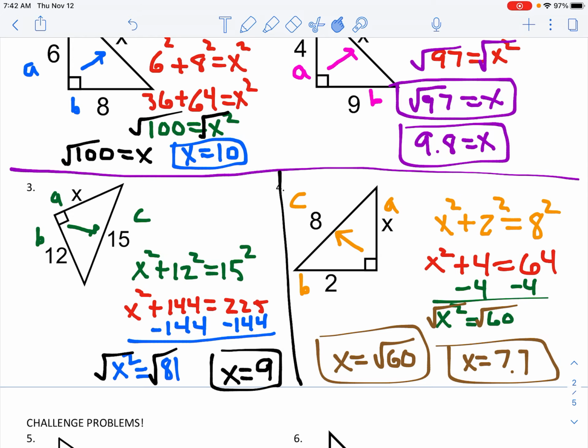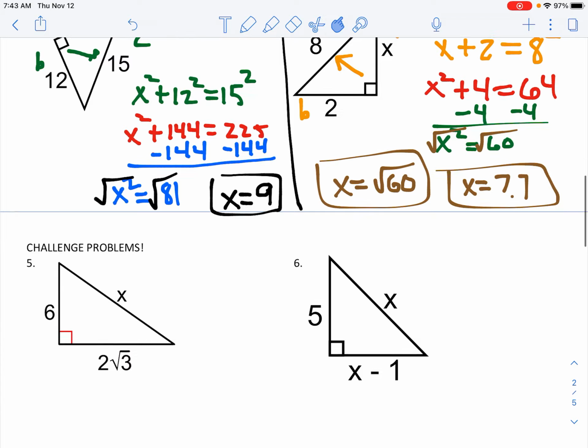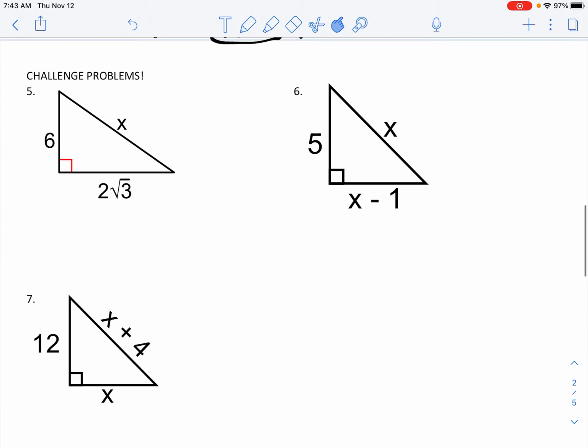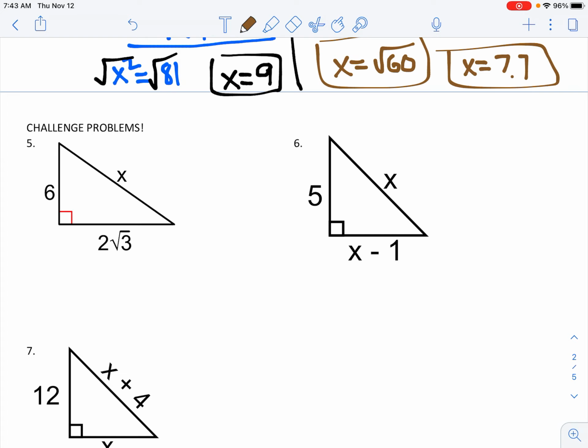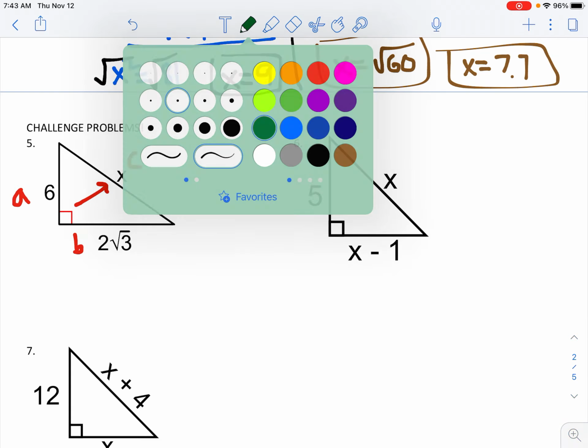All right, let's keep going. Here we go. We're going to look at some more challenging problems now. So we'll look at 5, 6, and 7. We're going to continue to do the same thing, but we're going to need some space to do some work here, so we'll squeeze it in. Here we go. All right, number 5 is our challenge problem. Just because we have some goofy numbers in the picture, same pattern. Label your sides C, A, and B. All right, let's go ahead and plug it in.